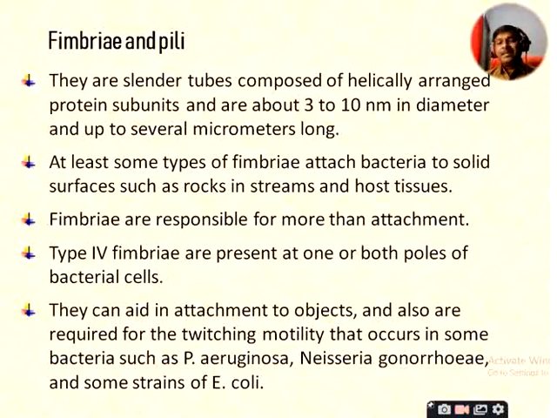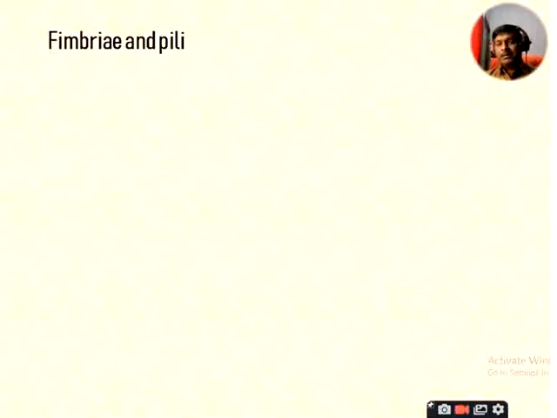Generally the organ responsible for movement from one place to another is the locomotory organ, the flagella. But in some organisms, these Fimbriae also help with twitching motility or gliding motility. Specifically, this type of motility is observed in Pseudomonas, Neisseria, and Escherichia coli. So not only for attachment but also for twitching movement, these Fimbriae help.